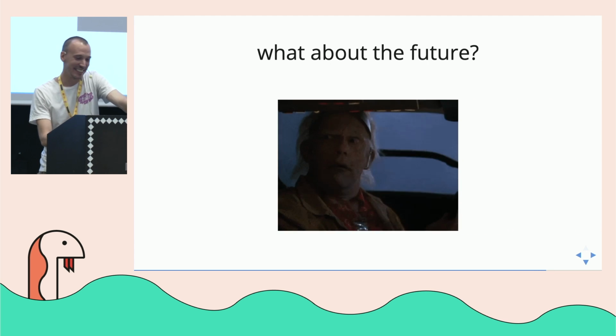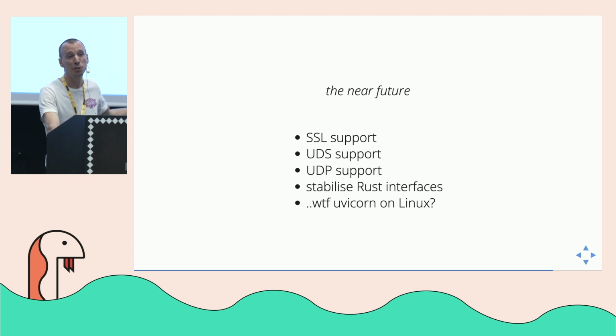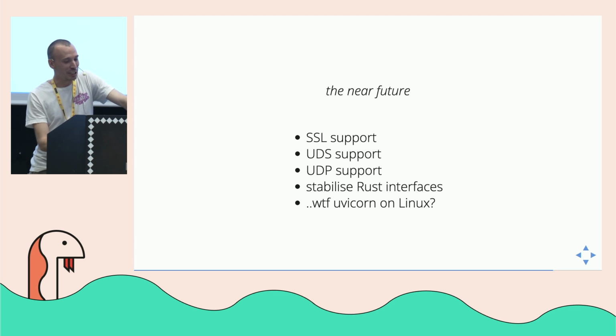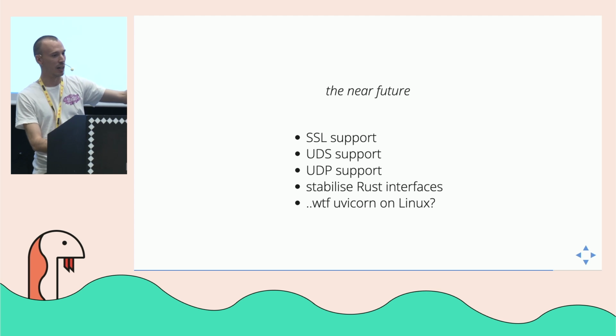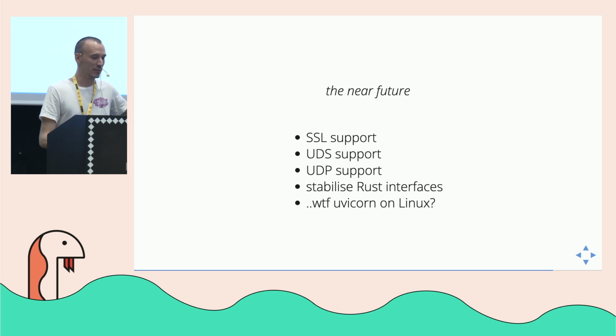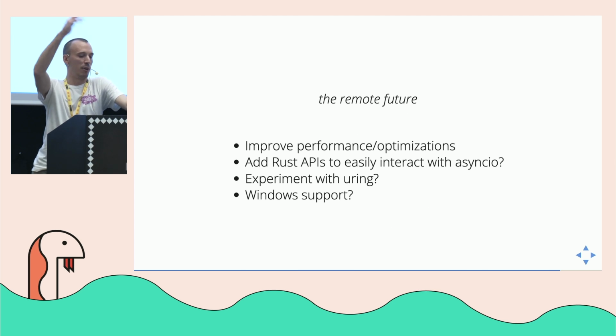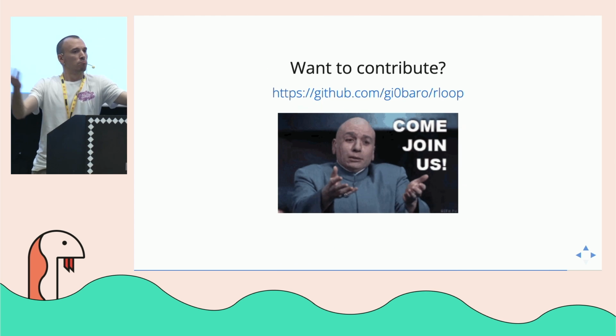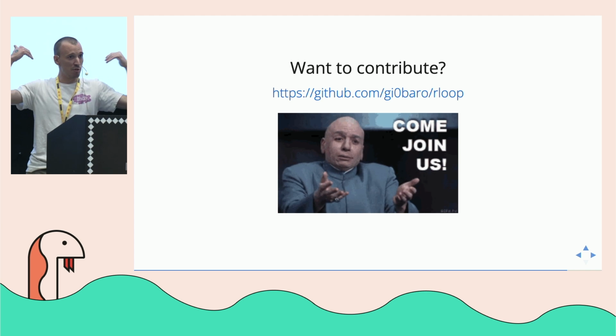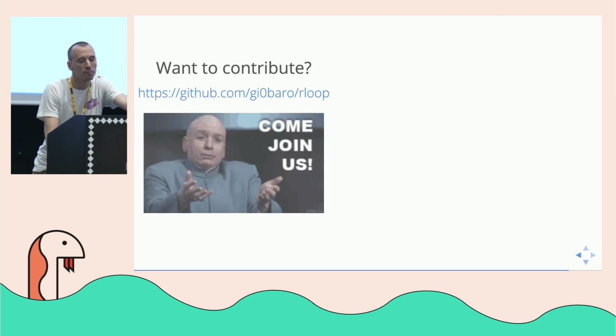So what's next? In the near future, I'll implement all those features you need, and understand what's going on with UVicorn. Also stabilize the Rust interface. The idea is, if you write a Rust library, you can use the event loop from Rust instead of Python, which saves you a bit of time. Remote future, a bunch of stuff, maybe Windows. Want to contribute? Come over, we have cake. No, we don't, but you know.